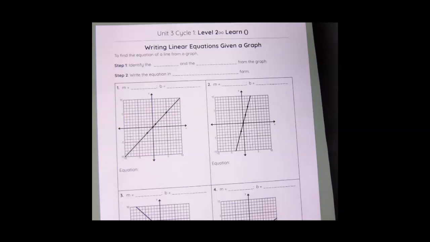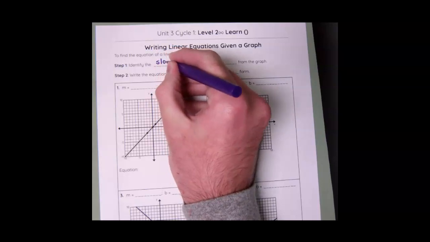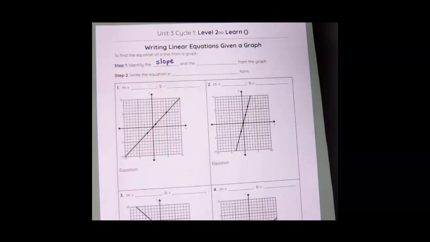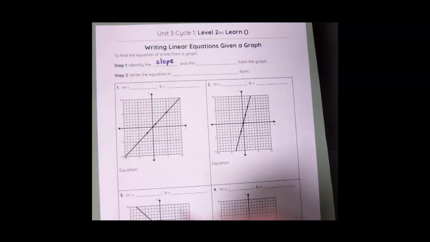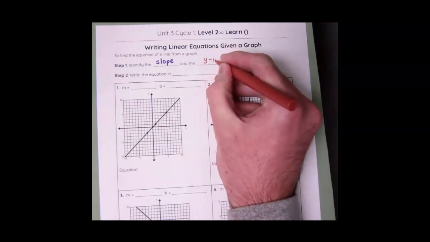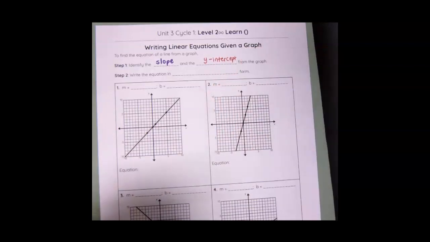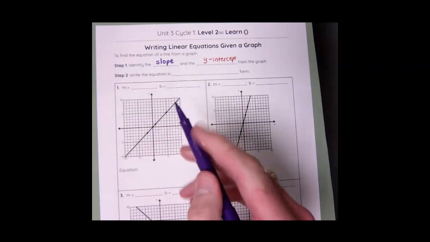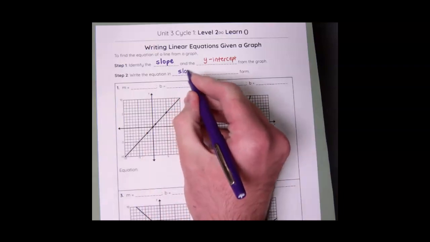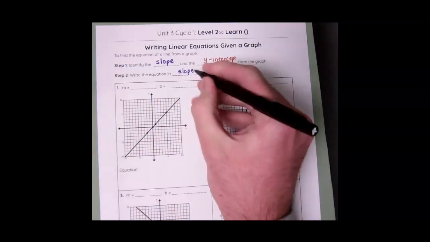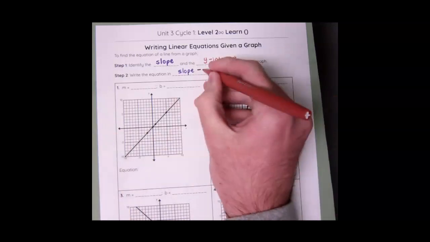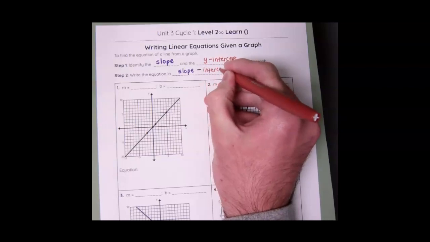Step 1 is you're going to identify both the slope of your graph using rise over run. You're also going to identify the y-intercept from the graph. Once you have both of those things, you're able to put them into the very conveniently named slope-intercept form of an equation.